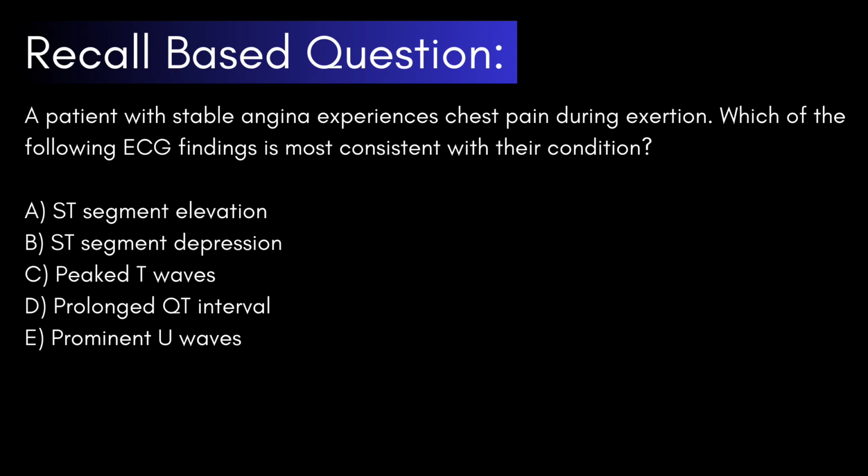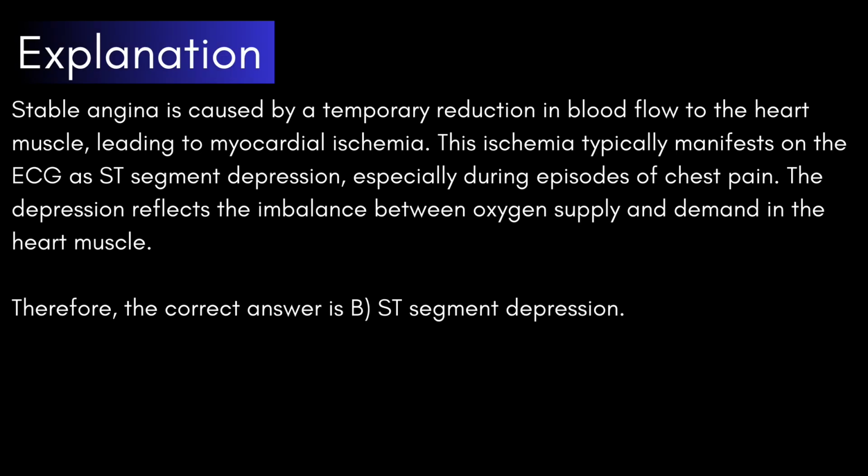Otherwise, moving on now. Stable angina is caused by a temporary reduction in blood flow to the heart muscle, leading to myocardial ischemia. This ischemia typically manifests on the ECG as ST segment depression, especially during episodes of chest pain. The depression reflects the imbalance between oxygen supply and demand in the heart muscle. Therefore, the correct answer is B, ST segment depression.